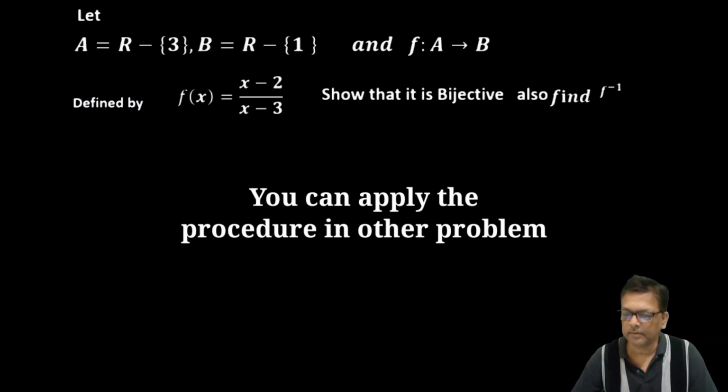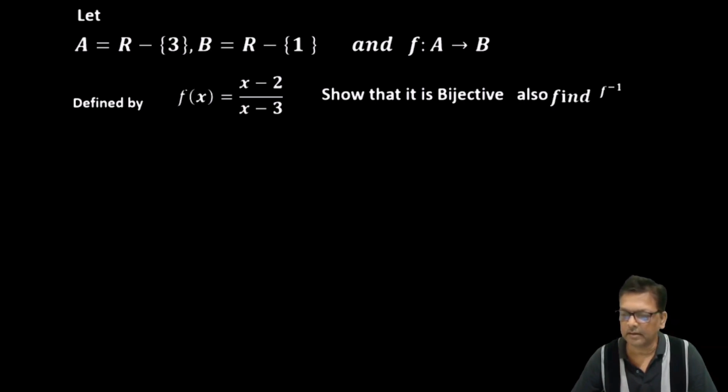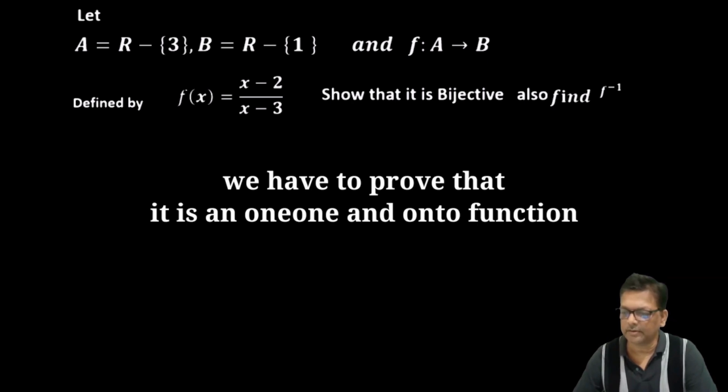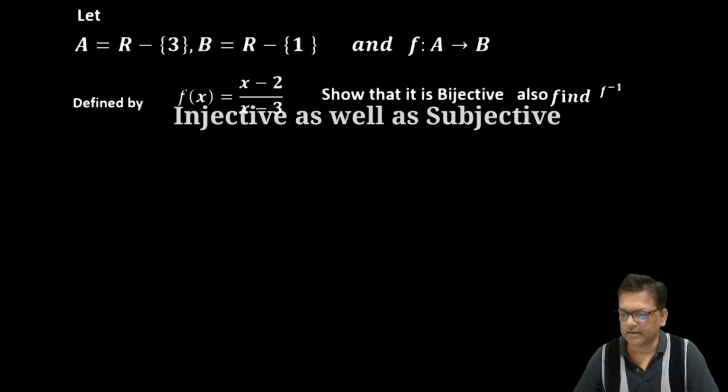Here in this problem, we are given a function which is defined by f(x) equal to (x minus 2) by (x minus 3). We have to prove that it is a bijective function, and we also have to find the inverse of this function. In order to prove the bijectivity of this function, we have to show that this function is a 1-1 function, and also that it is an onto function. That is, the function is injective as well as surjective.